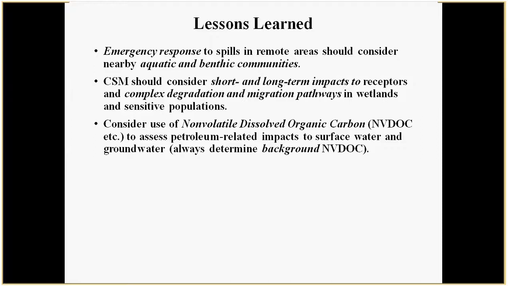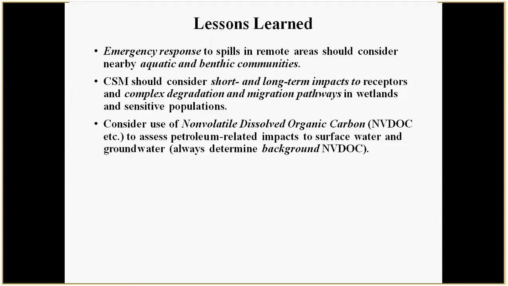Also consider use, again, of this non-volatile dissolved organic carbon data to assess, monitor, and identify contamination of surface water and groundwater instead of standard TPH. Something we haven't done yet, but we're definitely looking into.